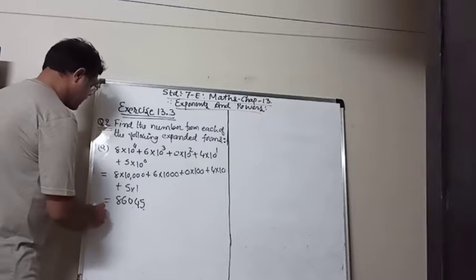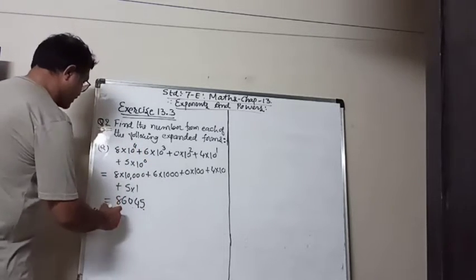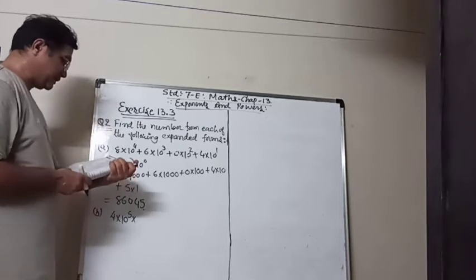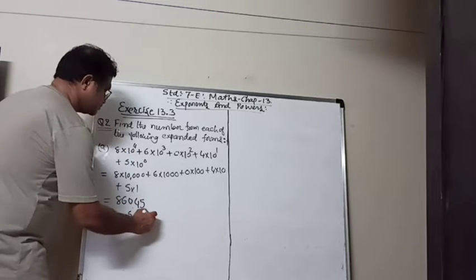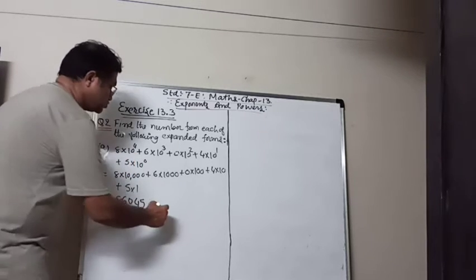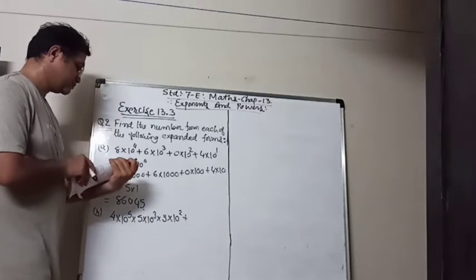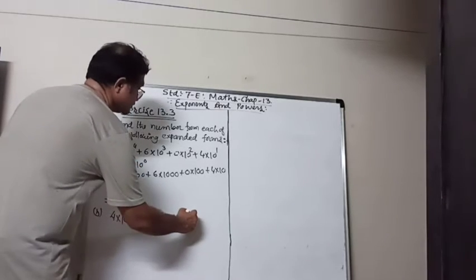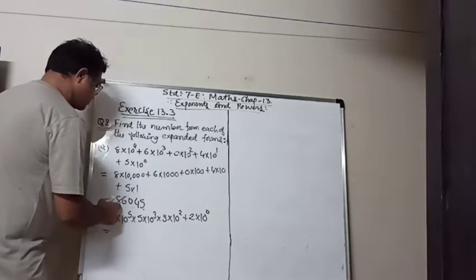Look at B. 4 into 10 raised to 5, multiplied by 5 into 10 raised to 3, multiplied by 3 into 10 squared, plus 2 into 10 raised to 0. Now we will directly write down that step.